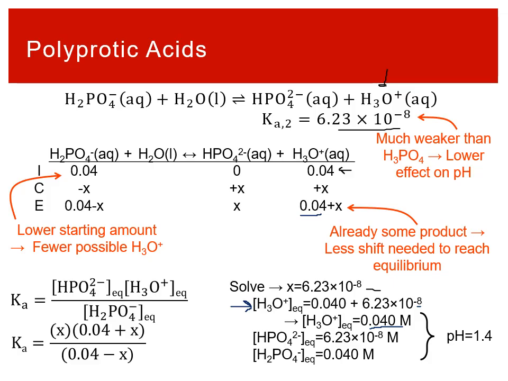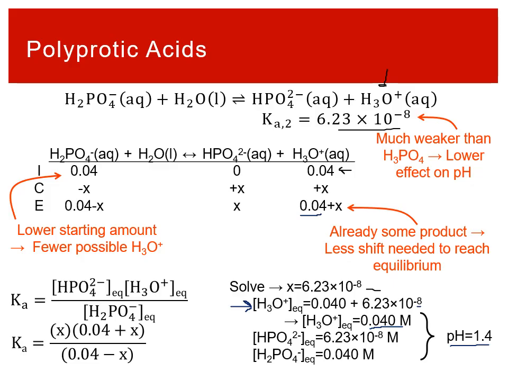The purpose of this is to show that because it's a sequence of deprotonations, the second or third deprotonation is so minimal. It's a weaker acid. There is less of it. There is already some hydronium, so the shift to reach equilibrium is smaller. All of those things work against it such that anything after the first deprotonation doesn't matter. The pH was 1.4 after the first step. If you had just ignored this second step, solving this requires more work, and our answer hasn't changed. The pH of the solution is still just 1.4.